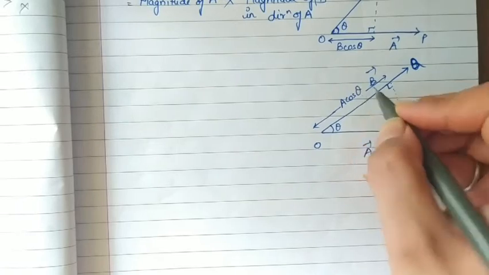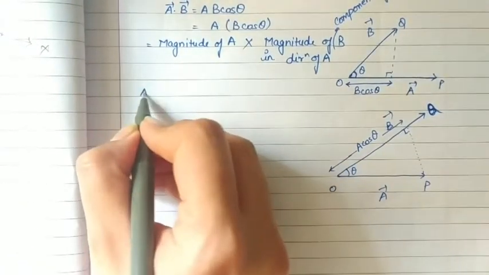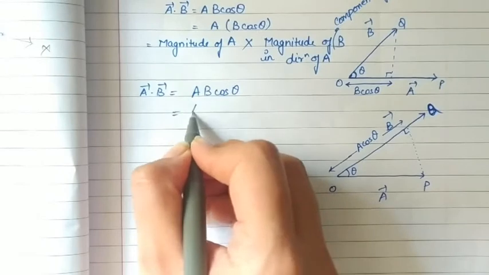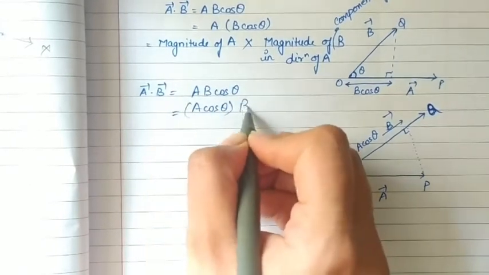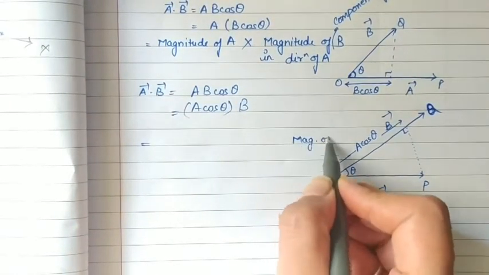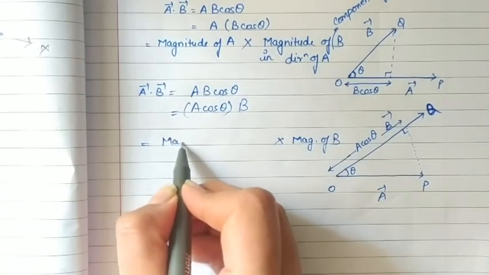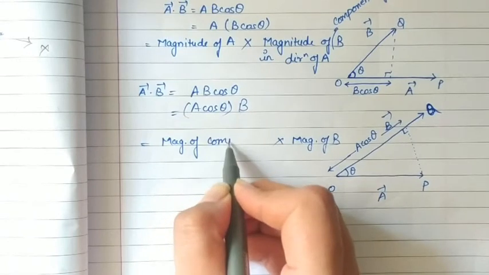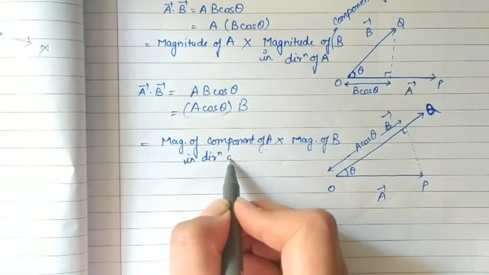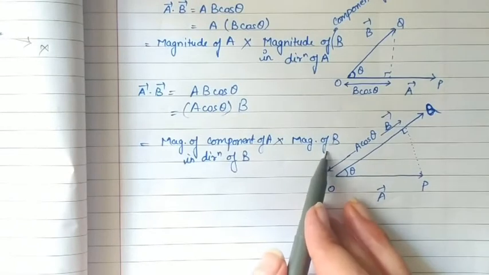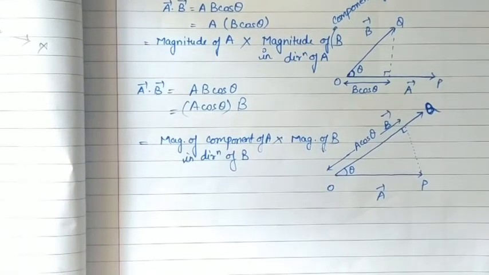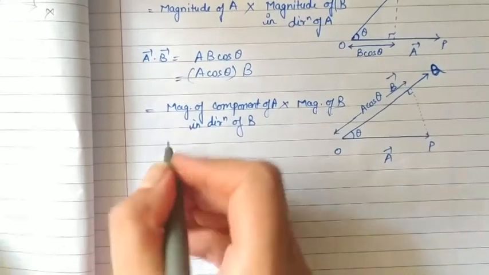Now from the formula of A dot B, we know it is AB cos theta, and we can write it as A cos theta into B. So it is the magnitude of B multiplied by the magnitude of the component of A, not A itself, but the component of A in the direction of B. So again the same thing: the magnitude of one vector into the magnitude of the component of the other vector in the direction of the first vector.